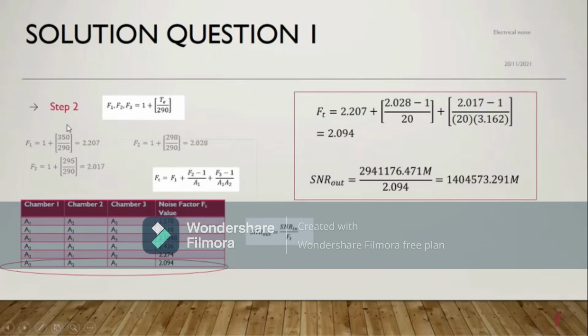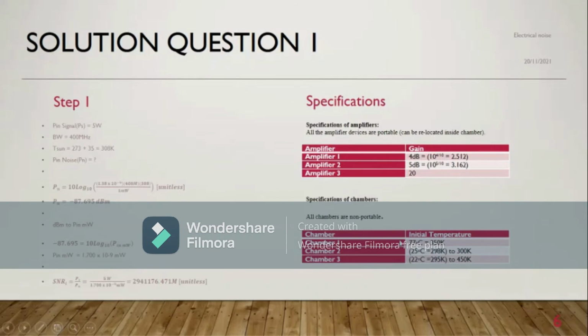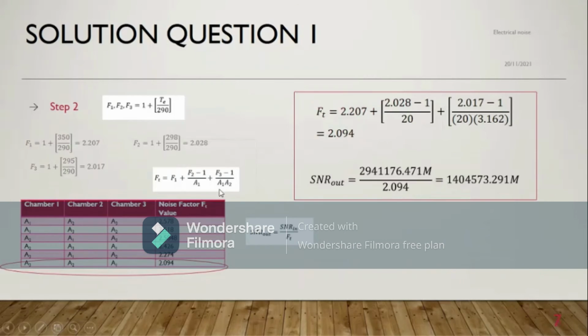In step 2, we find the value of the noise factor of each chamber. For chamber 1, we select the minimum value of the temperature, which is only 350 K, and for chamber 2, we select 298 Kelvin, and for chamber 3, we select 295 Kelvin, because to get the maximum value of the SNR, we must choose the lowest temperature of the chamber.